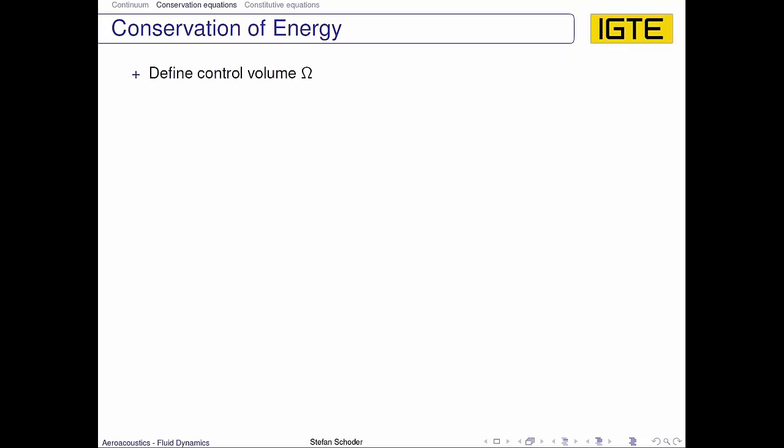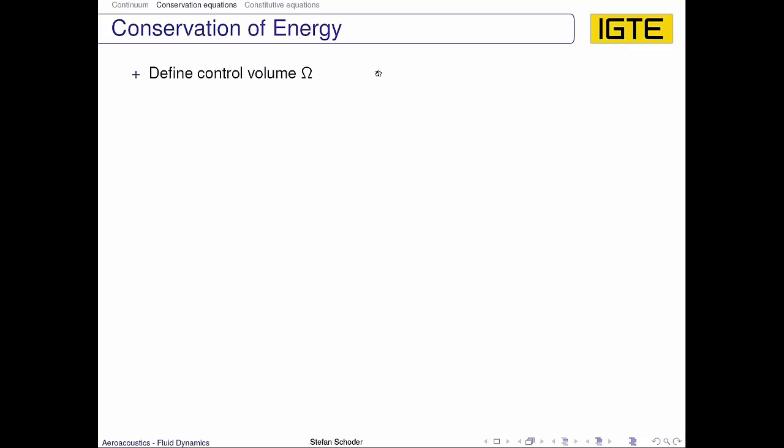In this video I will teach you the conservation of energy and we will derive it. Again, we use this three-step principle to arrive at the local form of the conservation equation. Here it is now, the energy equation.